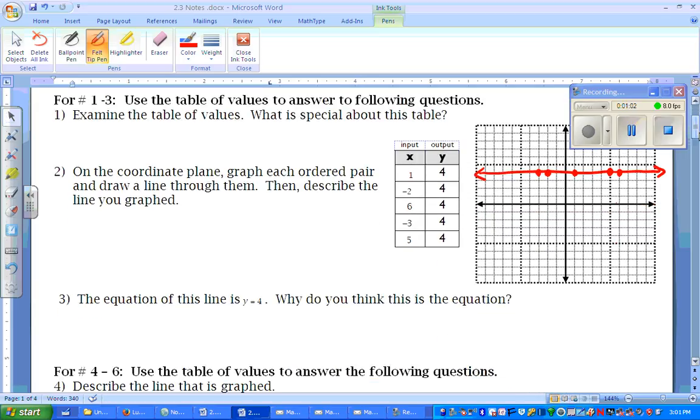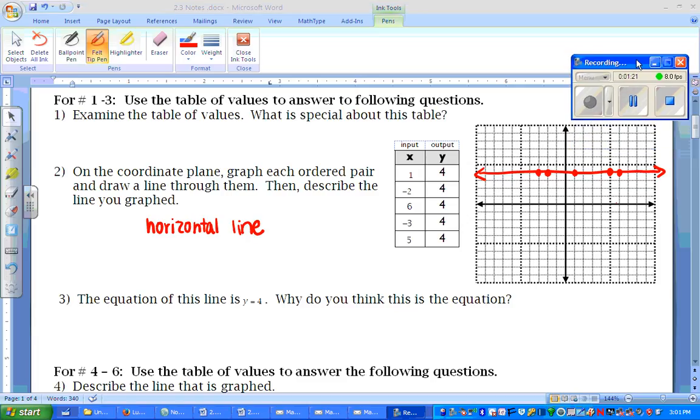Okay. When it moves right to left, I want you to think of a sun setting on a horizon. We would call that a horizon line or a horizontal line. I always tell my students that horizontal lines pass through the y-axis.